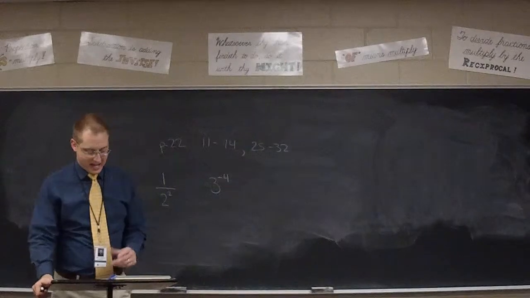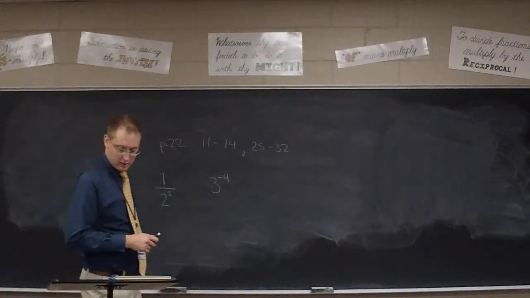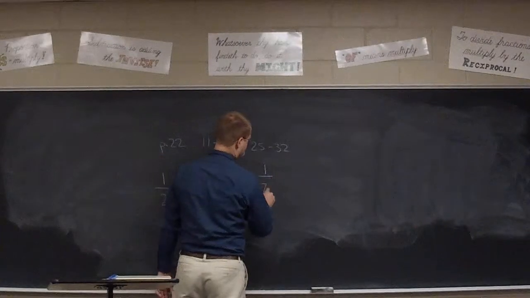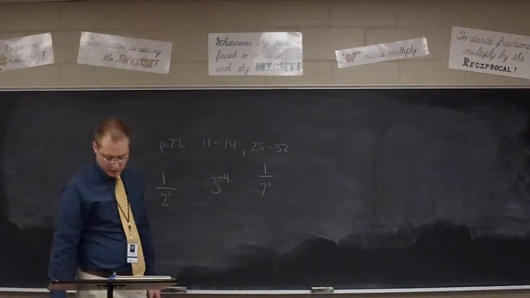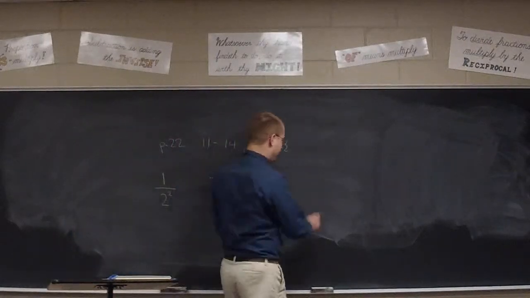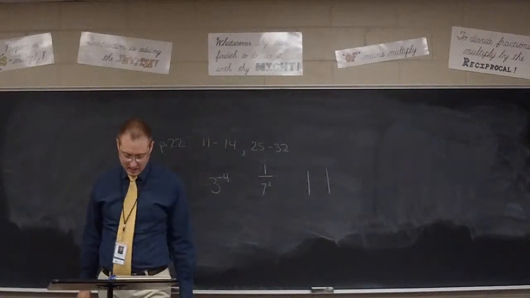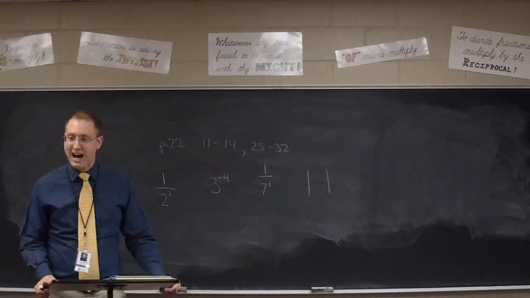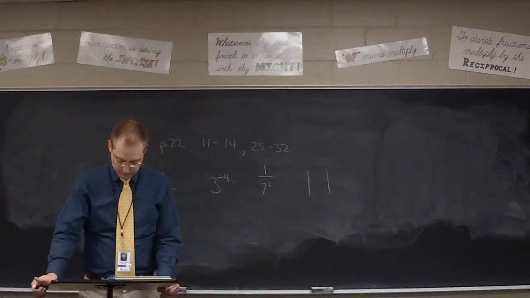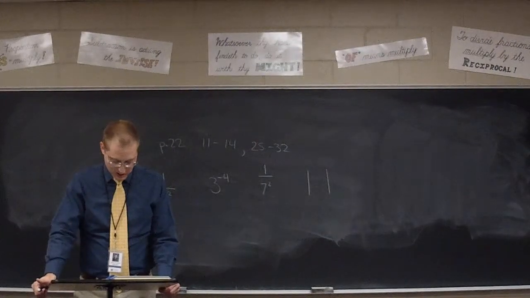How would we write that 7 to the negative second using positive exponents, Scott? 1 over 7 squared. What's the symbol for absolute value, Lana? The 2 lines. Yeah, the 2 vertical lines on either side of something that goes inside. Which of those numbers are composite numbers, Scott? 9, 15, 27. Good, 9, 15, and 27.